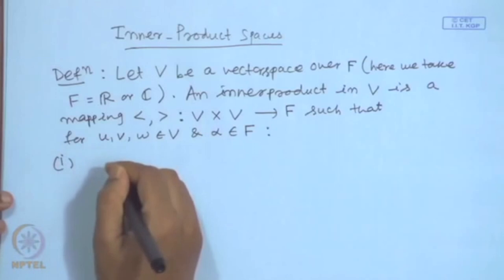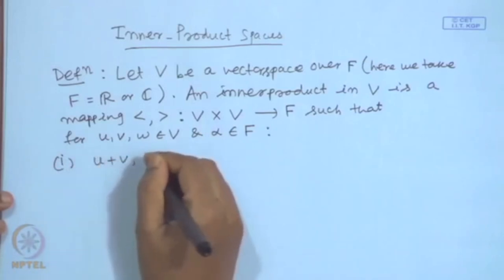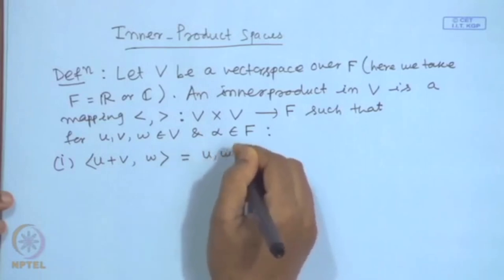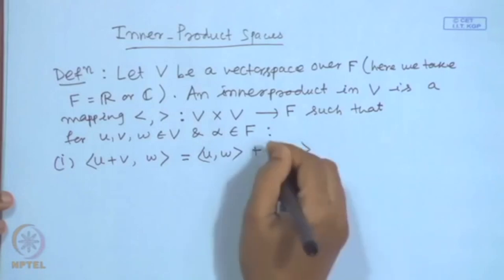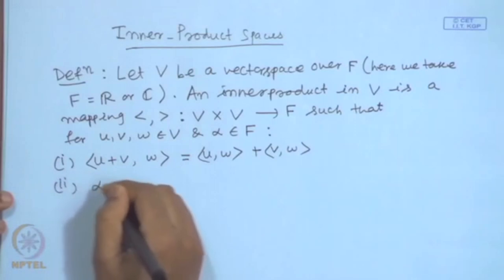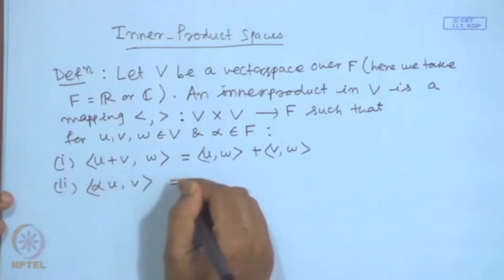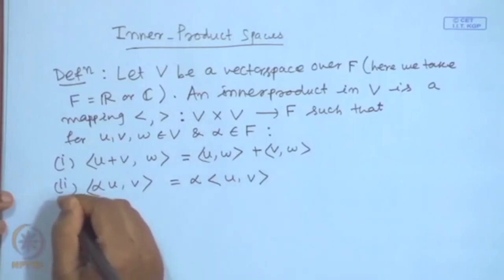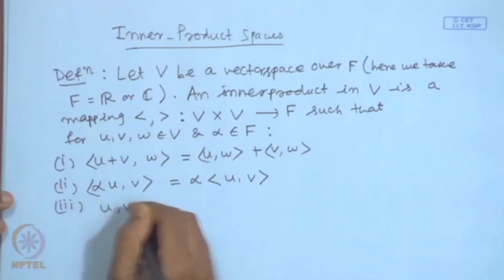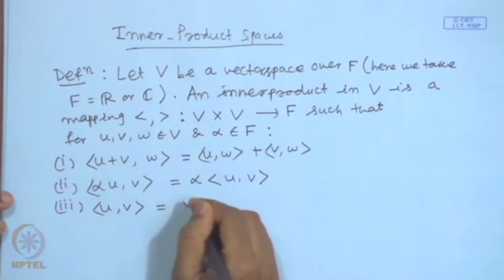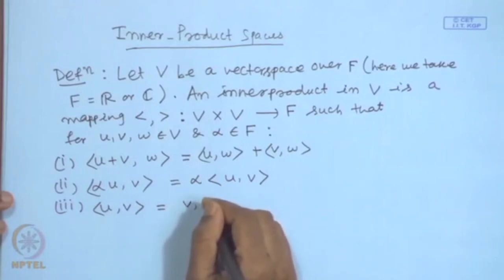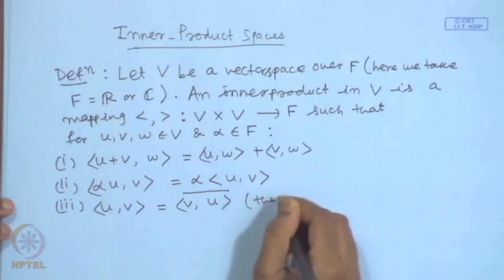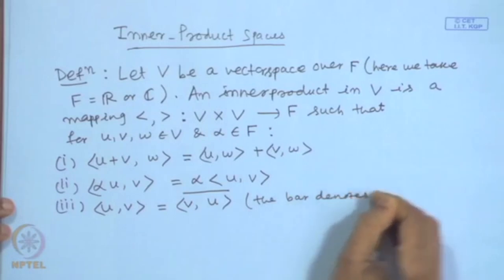First condition is that the inner product of u plus v comma w is equal to the inner product of u, w plus the inner product of v, w. Second axiom is that the inner product of alpha u, v is equal to alpha times the inner product of u, v. Third axiom is that the inner product of u, v is equal to, if we change the order of the vectors, the inner product of v, u, its complex conjugate. Here the bar denotes complex conjugate.